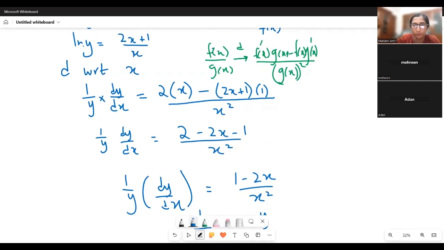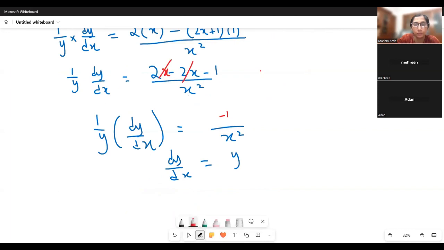Sorry, I spotted a mistake. That's going to be 2x as well. And this cancels, so we just have minus 1 in it. So then y goes to the other side, becomes minus y, and we have x squared in the denominator. So I believe that is what was to be shown, minus y over x squared.